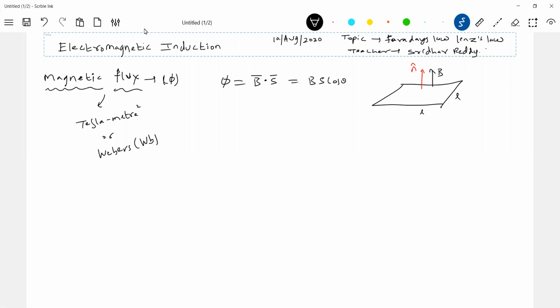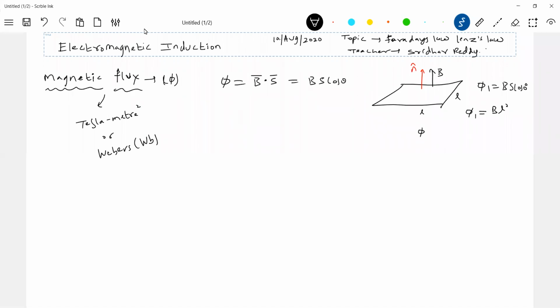Let the length of the cross section be L. So what is the flux linking this loop? Equal to B bar dot S bar, so B S cos 0, that is B L square. So what do you mean by flux here? The B bar is in the direction of n cap. Already we had electric flux, in a similar way here.